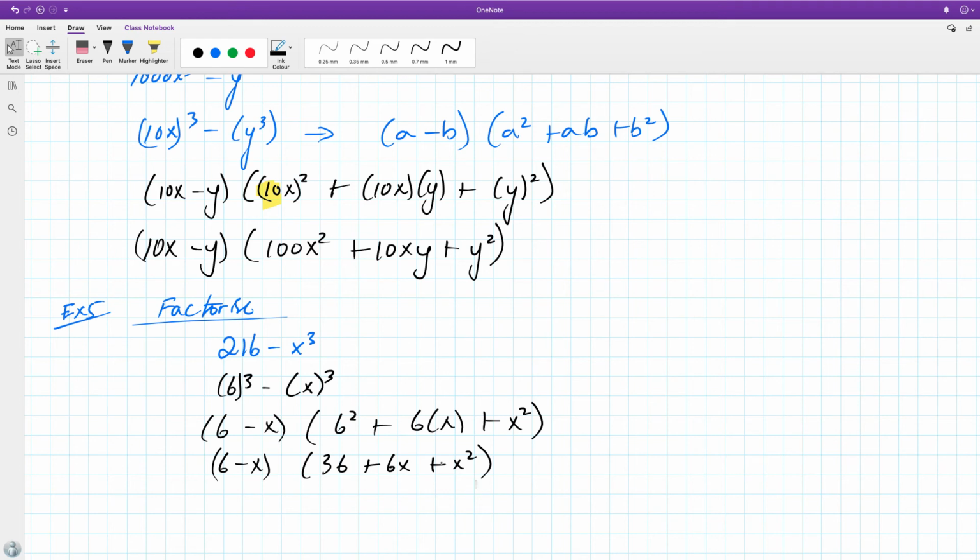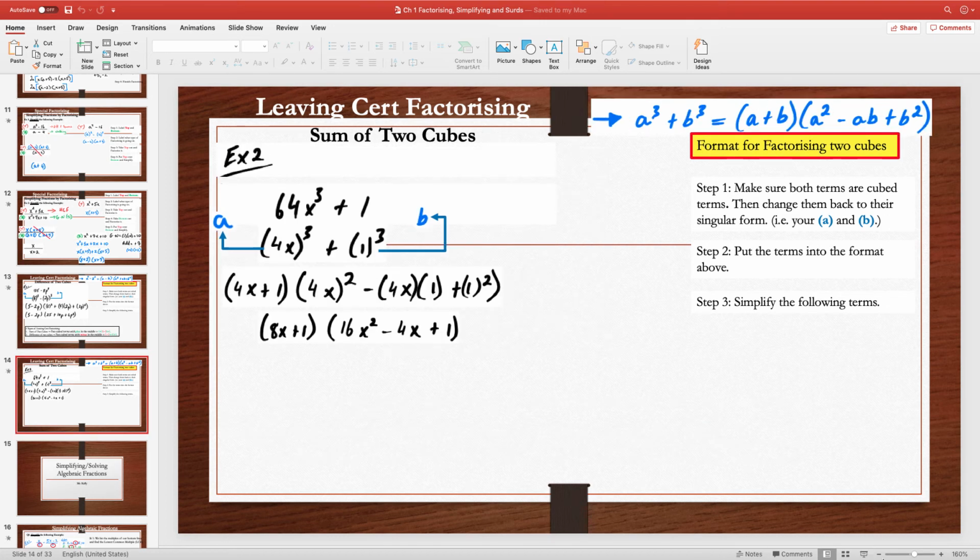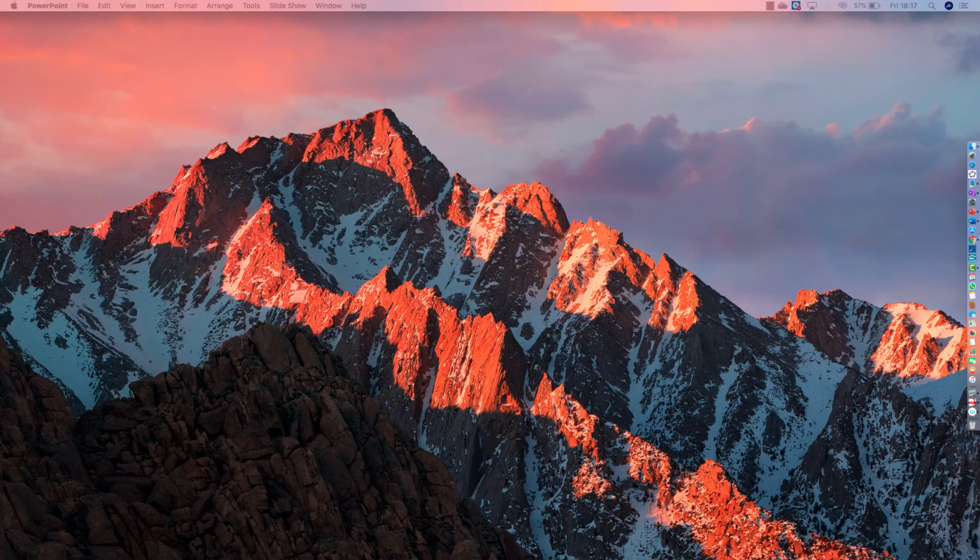Right, that is when it's the difference of two cubes. So, obviously, the difference is when there's a minus. The sum is when there's a plus. So, slightly different formula for when there's a plus.